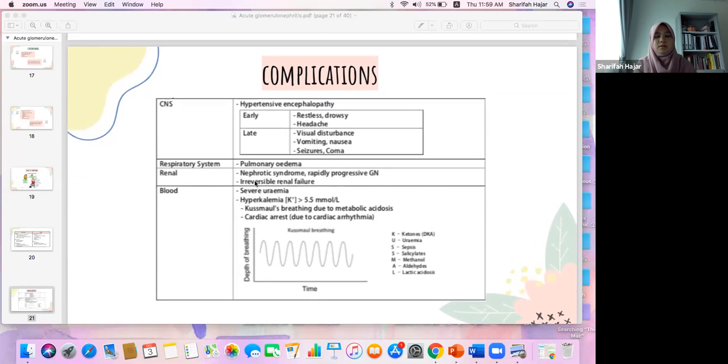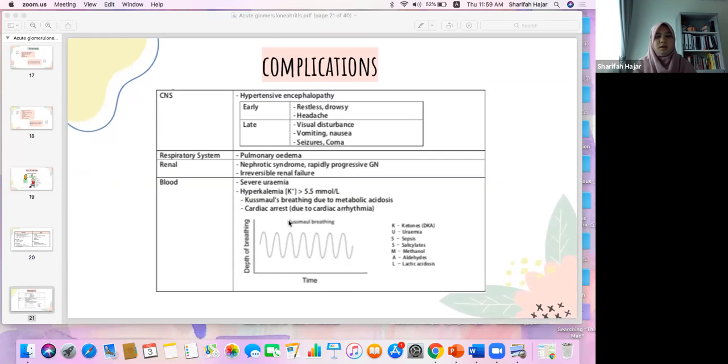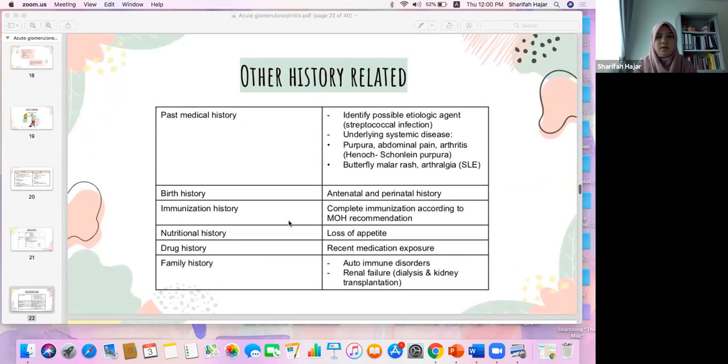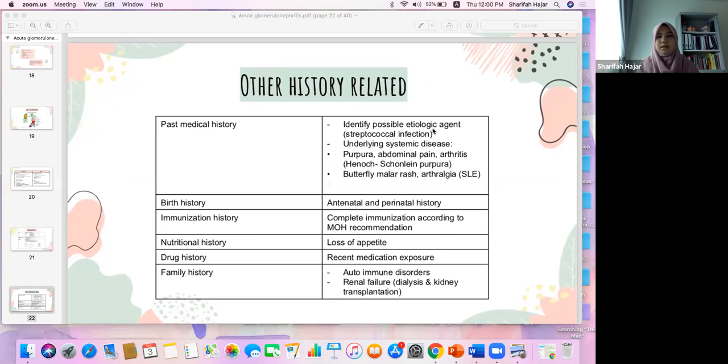This is mainly because the kidney cannot function very well, because it cannot filter, because the RAS system is activated, and then it can cause hypertension and sodium water retention. Okay, so then we need to ask other related history, past medical history like the infection, sore throat, or any skin infection, underlying systemic disease like purpura, abdominal pain, and we can also ask regarding butterfly malar rash and also arthralgia, which suggests SLE.